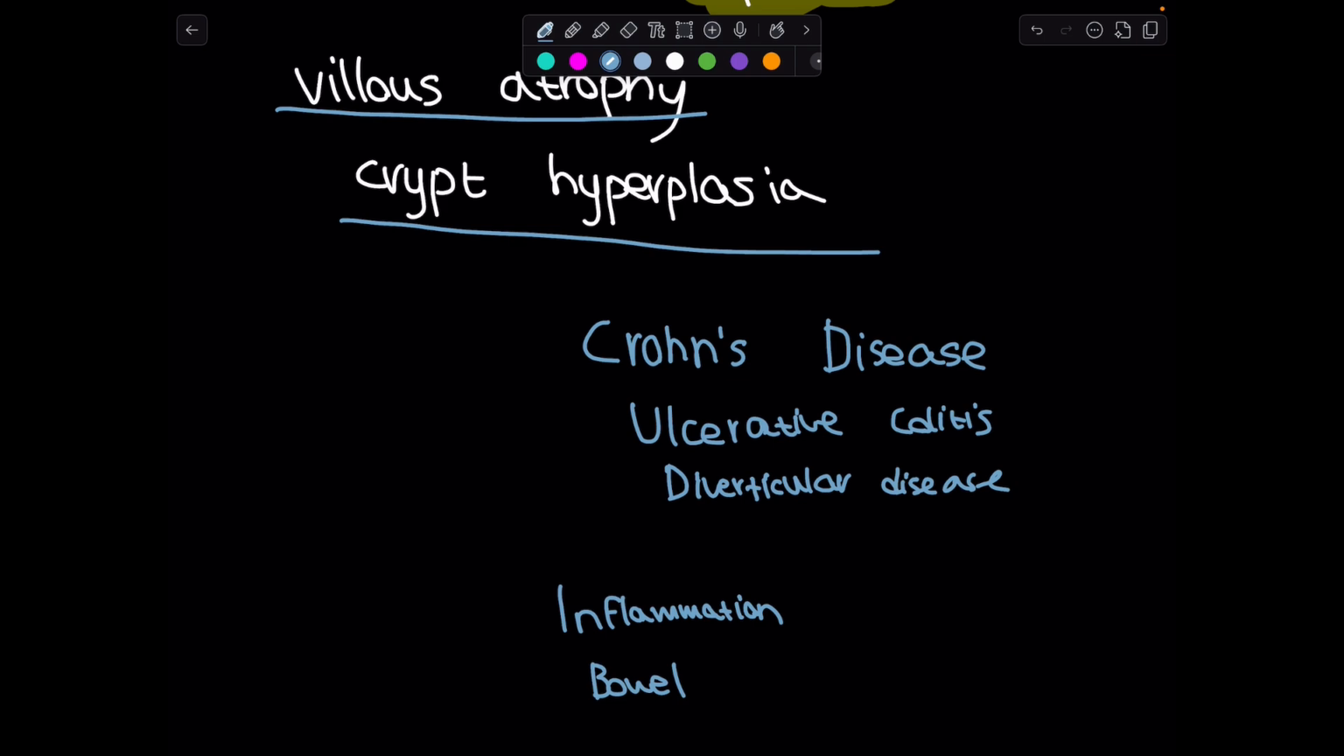No, that makes sense. Okay. So what environmental factors are implicated in Crohn's disease?